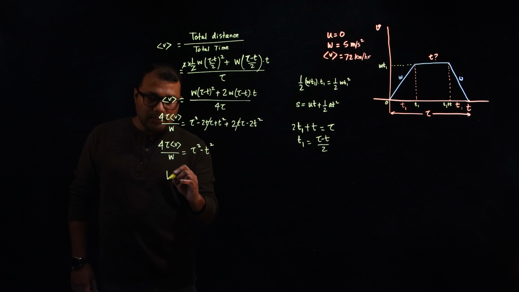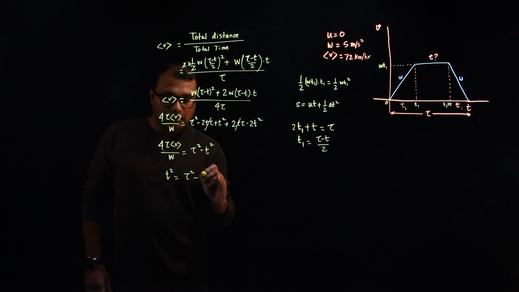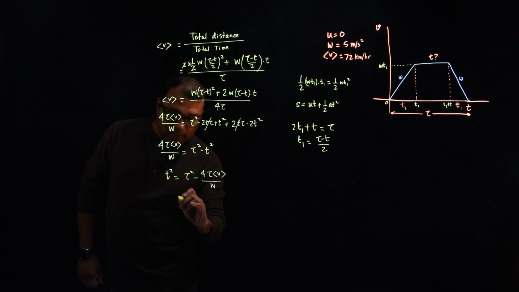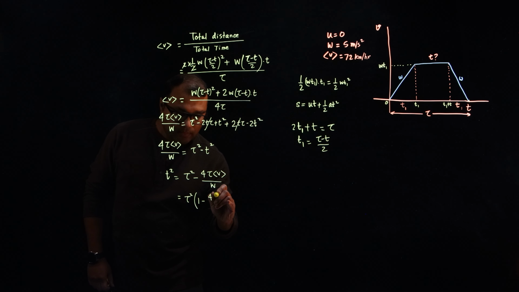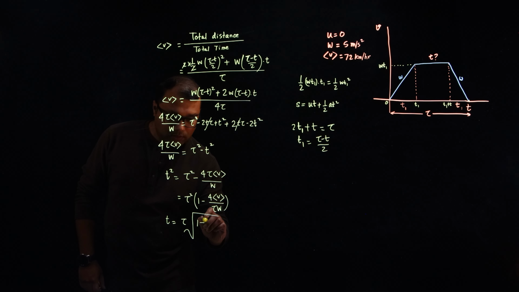or we can say t square is tau square minus 4 tau v by w. If I take tau square common, 1 minus 4 v by tau w. So therefore t is equal to tau times the square root of 1 minus 4 mean velocity by tau w.